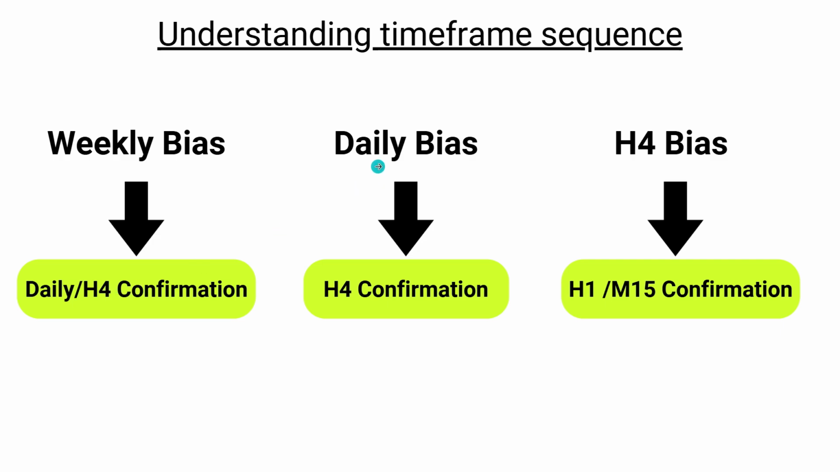Same thing with the daily bias. If I have a daily bias, I'm going to look for an H4 confirmation. And if I have a 4-hour bias, then I'll use a 1 hour or M15 confirmation. This is my time frame sequence.